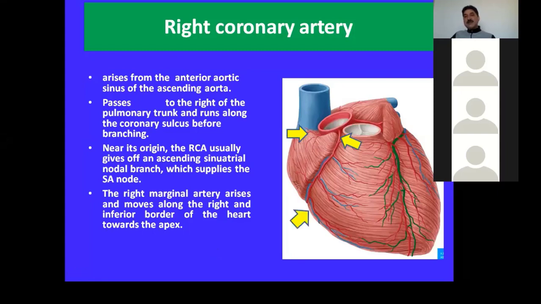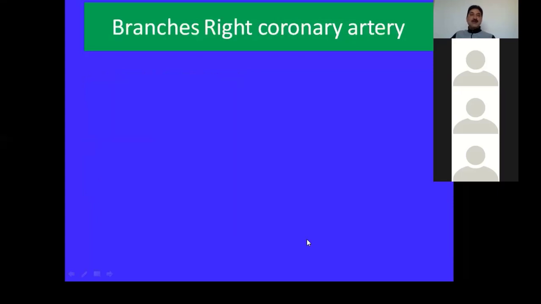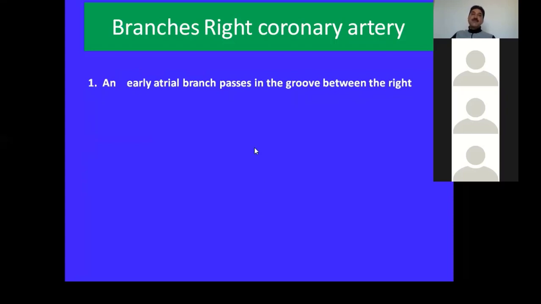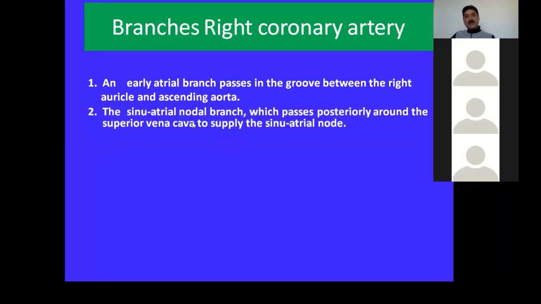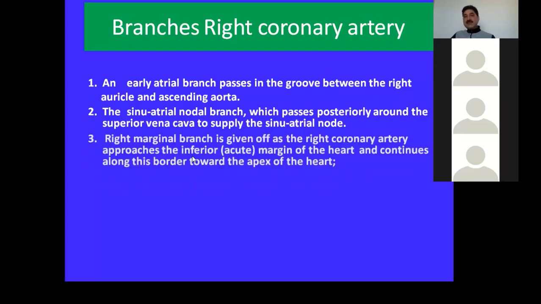It arises near the right border of the heart and moves towards the apex of the heart. The other branches of the right coronary artery: an early arterial branch can be there, which passes in the groove between the right auricle and ascending aorta. So we can have an early arterial branch for the right atrium, the sinoatrial nodal branch, which we have already described for SA node. Right marginal, we have already described it.